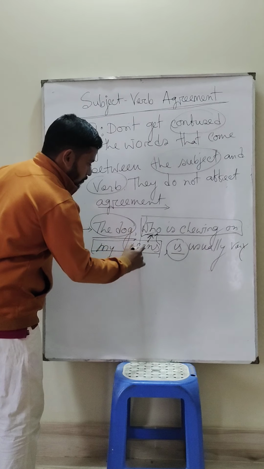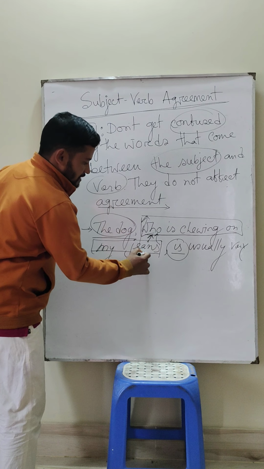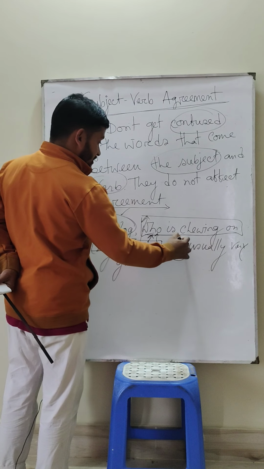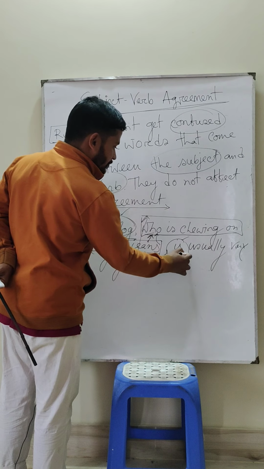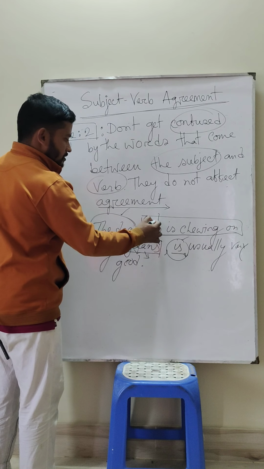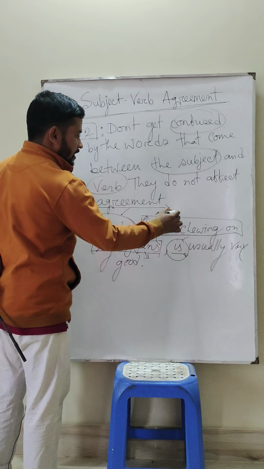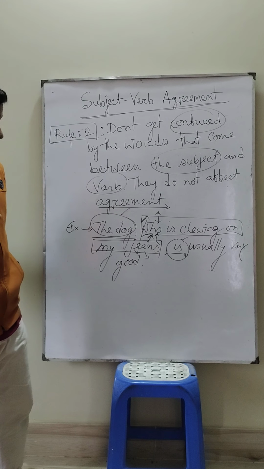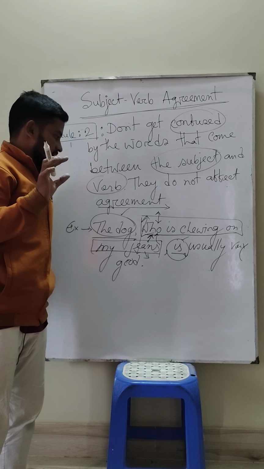So we can say here that the dog is the subject and is is here the principal verb. This subordinate clause here does not have any effect.